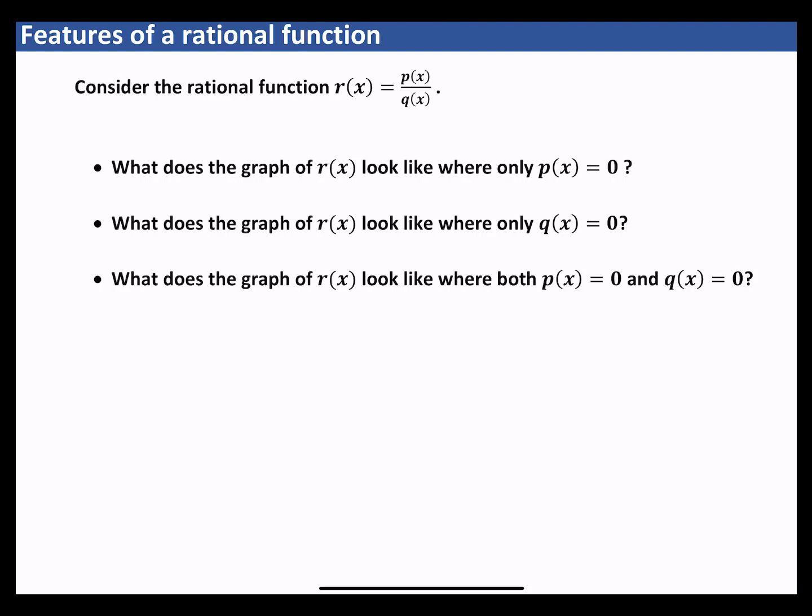In a rational function, r of x equals p of x divided by q of x, we're curious to know three things. What does the graph of r of x look like where only the numerator, p of x, equals 0? What does the graph of r of x look like where only the denominator, q of x, equals 0? And what does the graph of r of x look like where both the numerator, p of x, and the denominator, q of x, equal 0? Connected to these questions, we want to understand both where a rational function's output value is 0 as well as where the function is undefined. To answer these questions, let's look at an example.